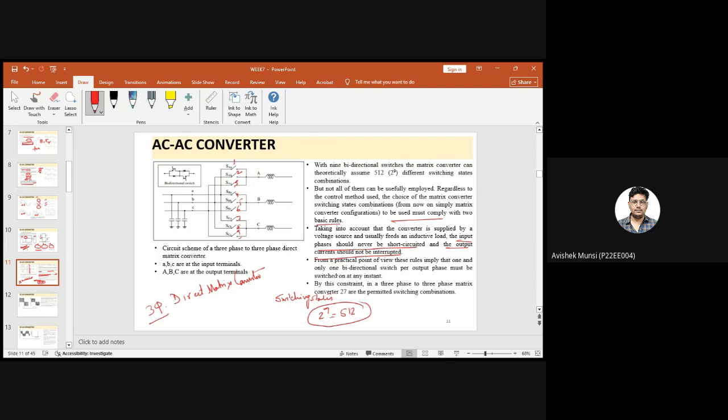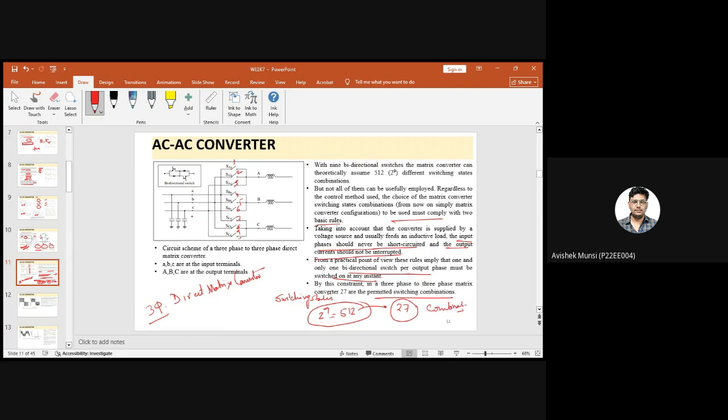So we must switch at any instant one bidirectional switch per output phase. Okay. So by this constraint, in a three-phase to three-phase matrix converter, 27 are the permitted switching combinations. Instead of 512, by considering these rules, we can have only 27 combinations.